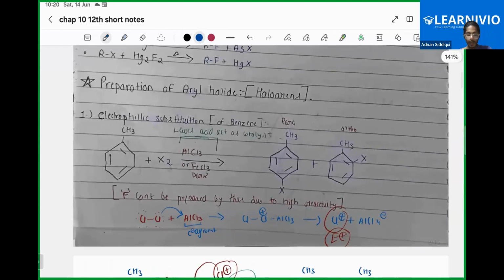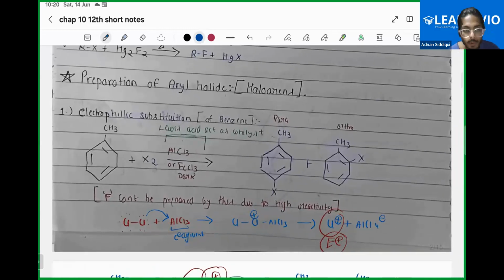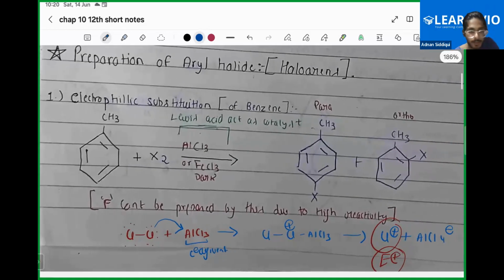See, again, the first step is going to be what? To prepare haloarenes. We have to first understand a method with the help of which we can prepare these haloarenes. So the first method is what? Suppose you might have this toluene, or you can simply use benzene as well. If you are using simple benzene without the CH3 group, you will observe the same reaction.